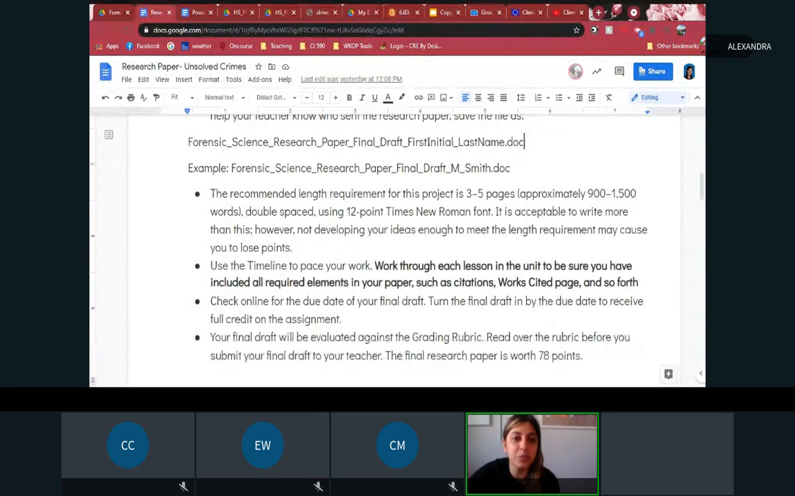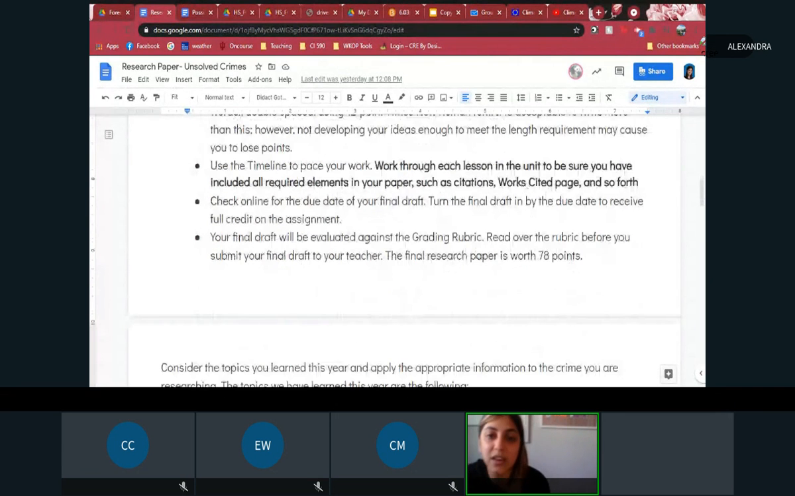It is acceptable to write more than this, but not developing your ideas to meet the length requirement may cause you to lose points. So really make sure that you're doing enough research and connecting that research to your learning as much as possible, right? Specific in detail. It's my 2 favorite words.